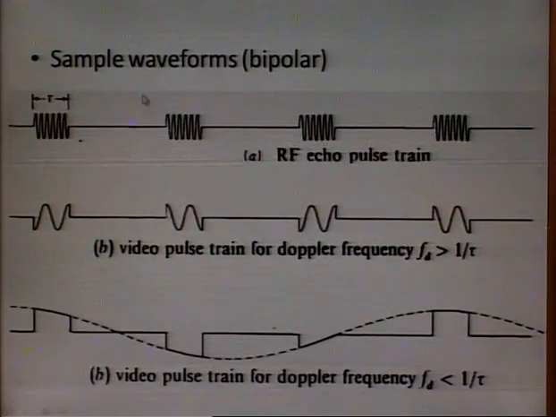This is a sample waveform showing how the CW can be changed into a pulse radar. This was a continuous signal. By using that, we have made it a pulsed version. These are the RF echo pulse trains. Otherwise, had this reference not been there, it would have been a continuous signal.